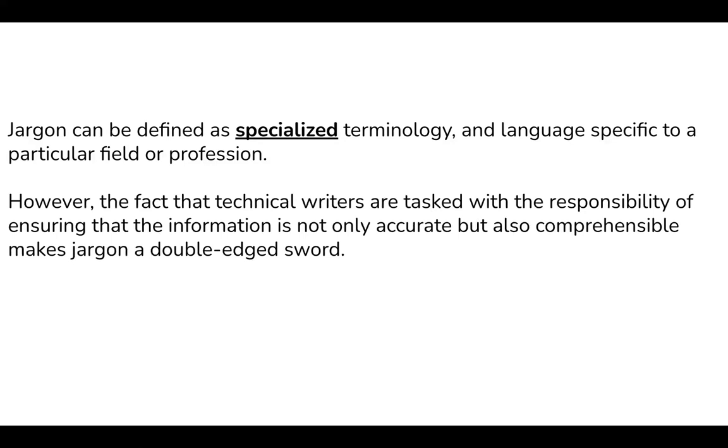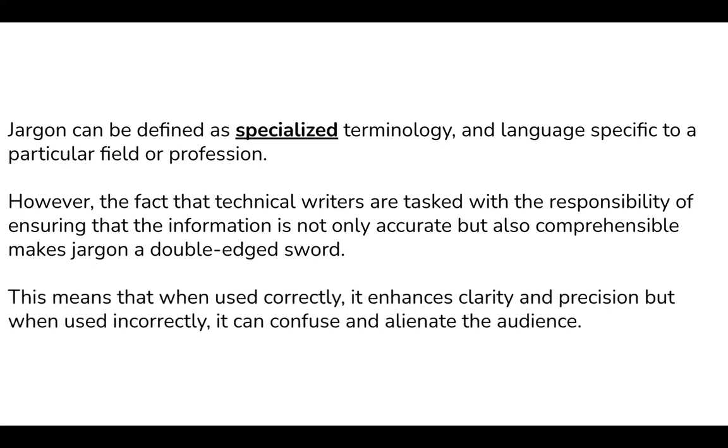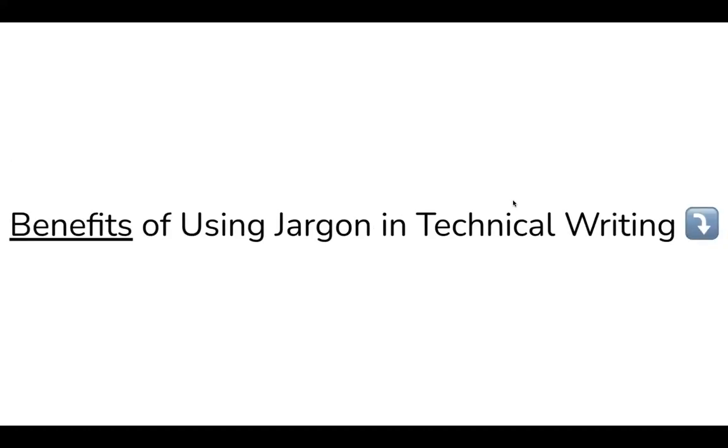The fact that technical writers are tasked with the responsibility of ensuring that information is not only accurate but also comprehensible makes jargon a double-edged sword, right? So it can alter your writing and it can make it better depending on how you use jargon in your writing. When used correctly, it can enhance clarity and precision, but when used incorrectly, it can confuse and alienate the audience, right? So some of the benefits of using jargon in technical writing.